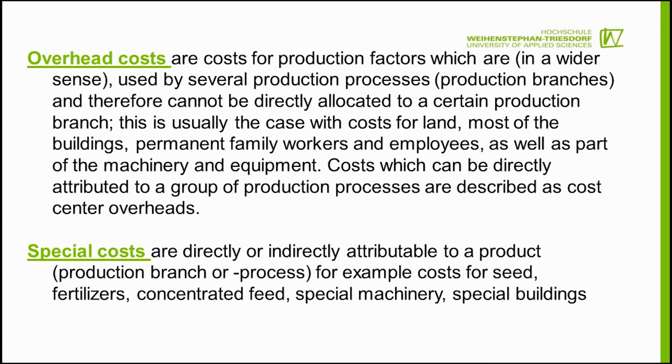Overhead costs are essentially the costs of production factors which are taken up by several different production processes, operating branches. Therefore, they can't be uniquely allocated to one particular process. This is usually the case with land, most of the buildings, permanent family and outside labor, as well as some of the machinery and equipment. Costs that are attributable to a group of production processes are characterized as cost center overheads. In contrast, special costs are directly and indirectly attributable to a product. For example, the cost of seed, fertilizer, concentrated feed, or the cost of special equipment or special buildings.